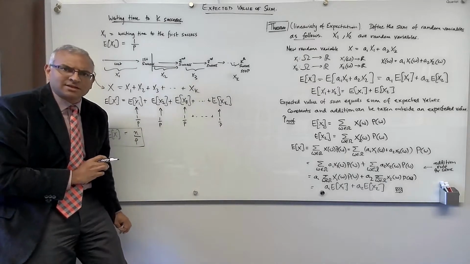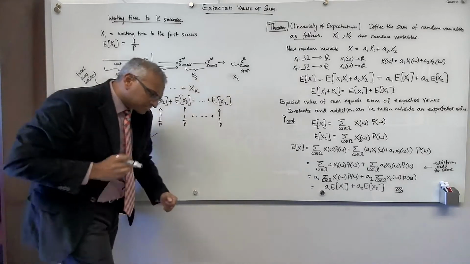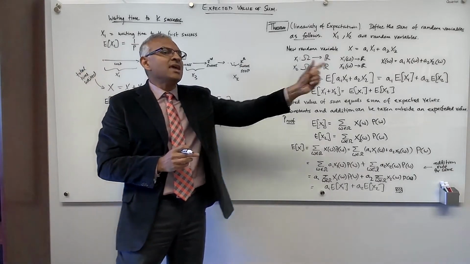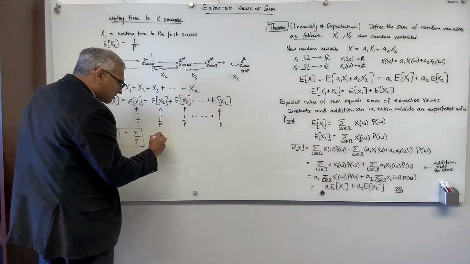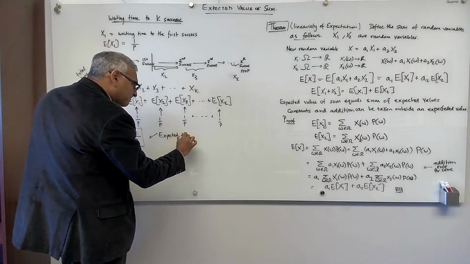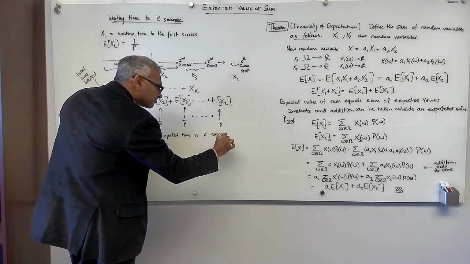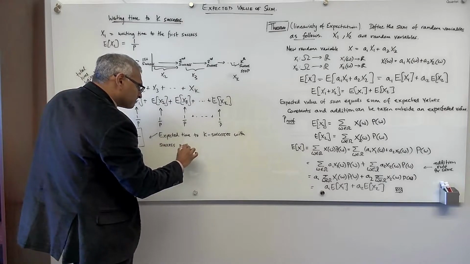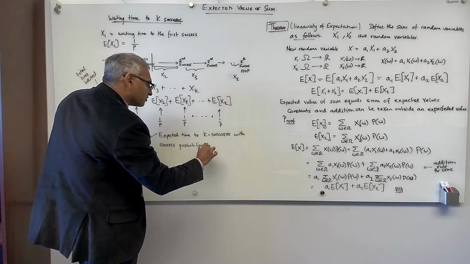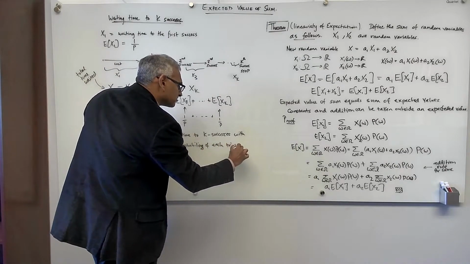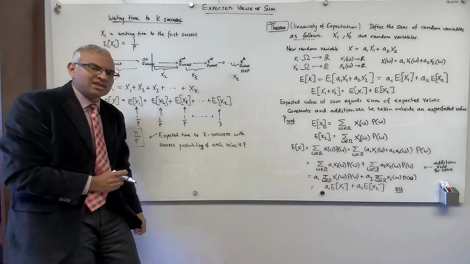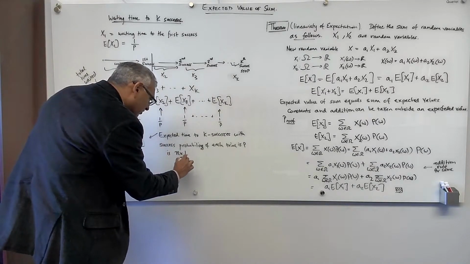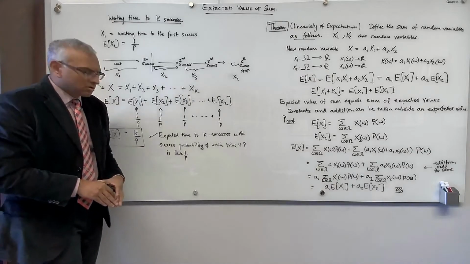Oh, this is a fantastic result. What are we saying? We're saying that if you're doing this experiment where each time you can either succeed or fail, and you're going to keep trying until you make k successes, then the expected time to k successes, with the success probability of each trial being p, is n times 1 over p. So it's just n times the wait to the first success.